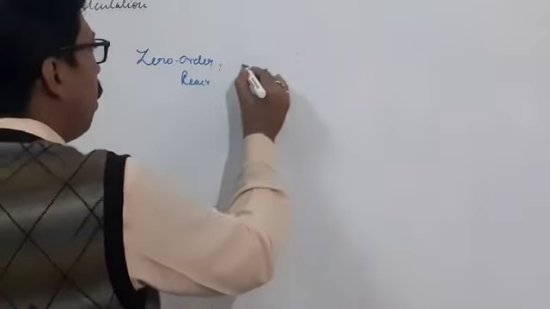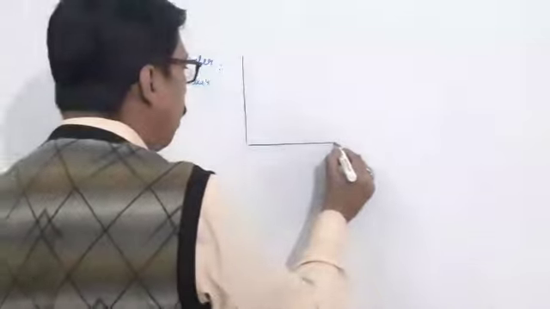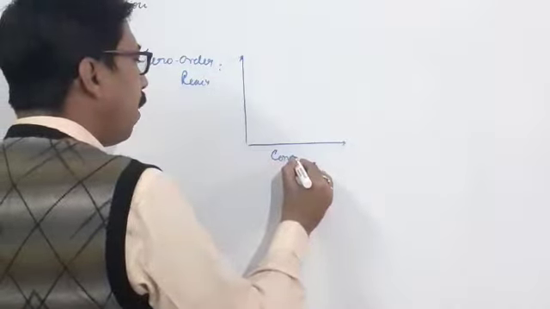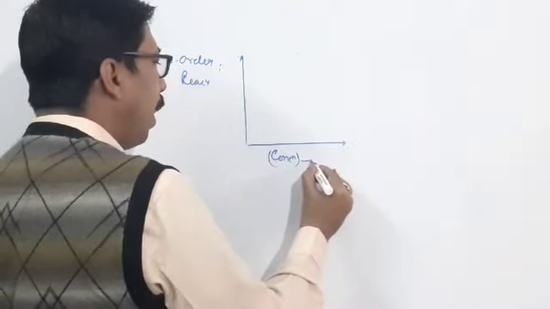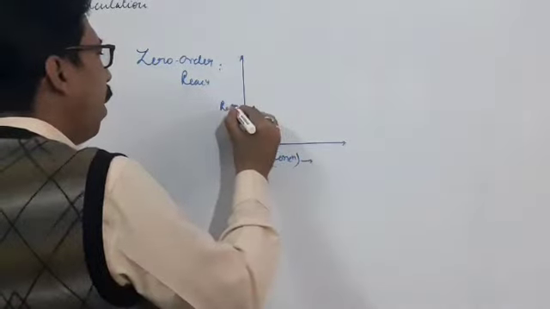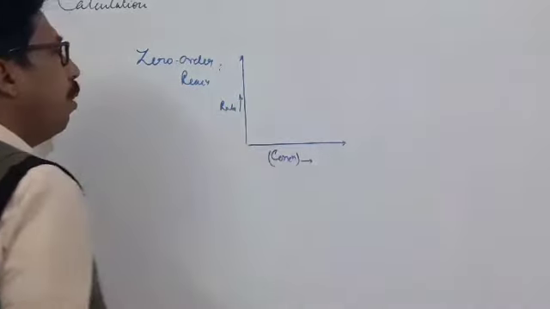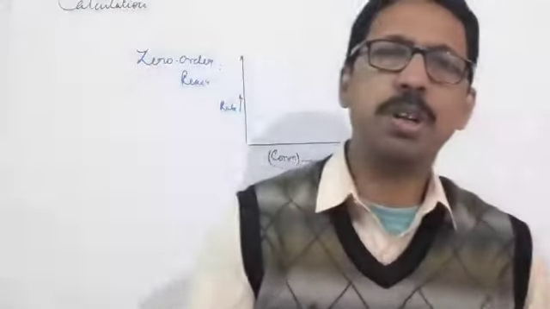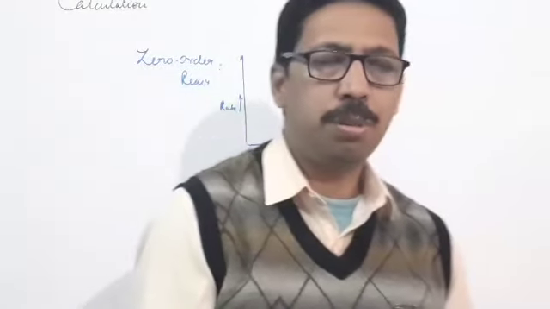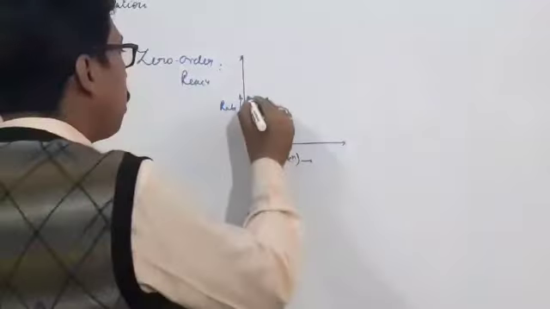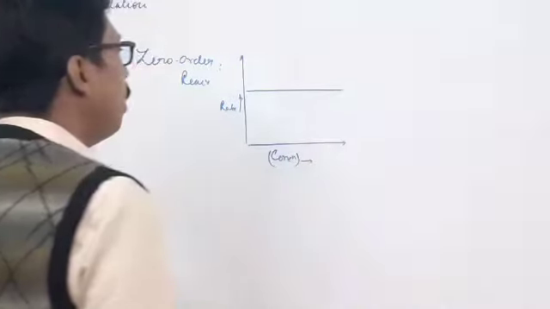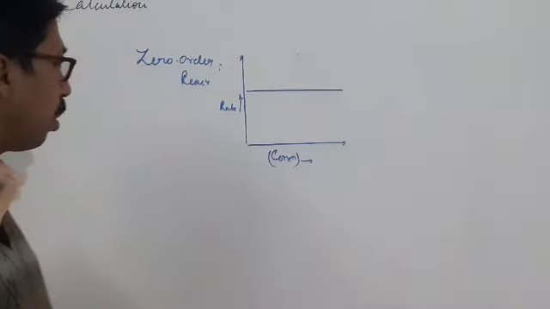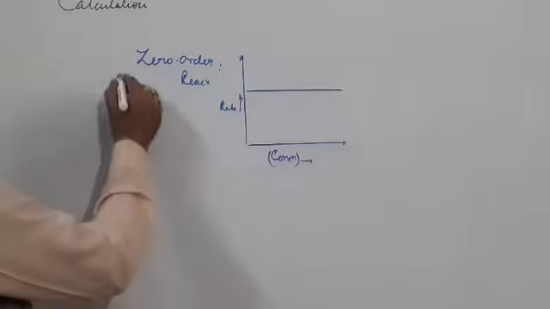If we plot a graph between concentration and rate, as we know that a zero order reaction is completely independent of the concentration of the reactant, its graph will be like this. This type of graph simply indicates that the reaction is a zero order reaction.